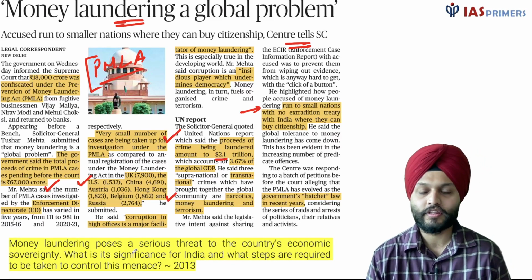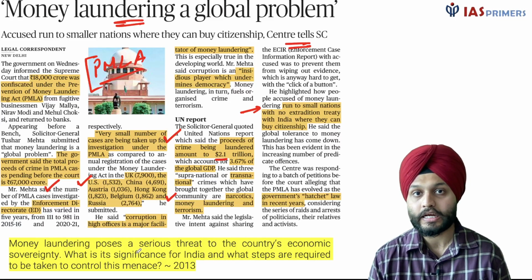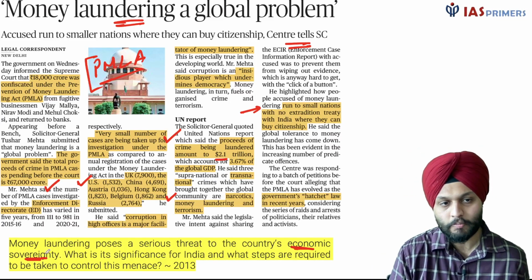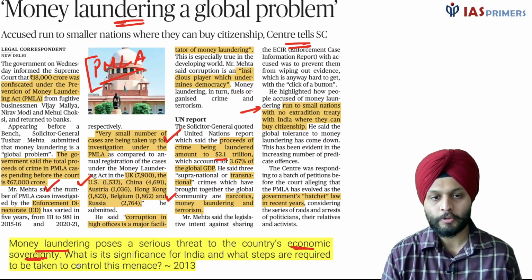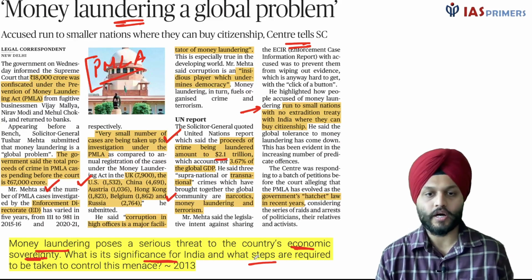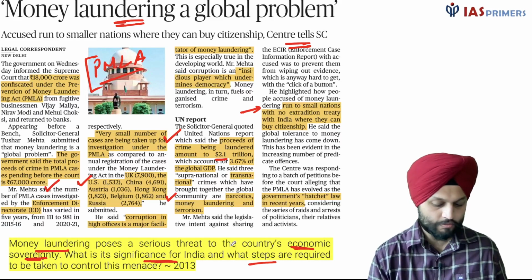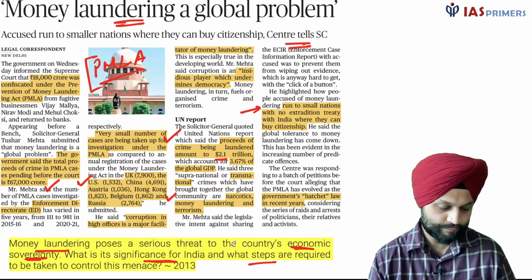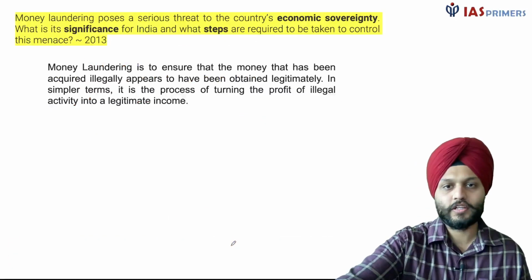Money laundering poses a serious threat to the country's economic sovereignty. Now this particular thing is very important. So money laundering, economic sovereignty. What is its significance for India and what steps are required to be taken to control this menace? So this was asked in the GS3 paper, so internal security. Right. Okay, let's look at the question only.